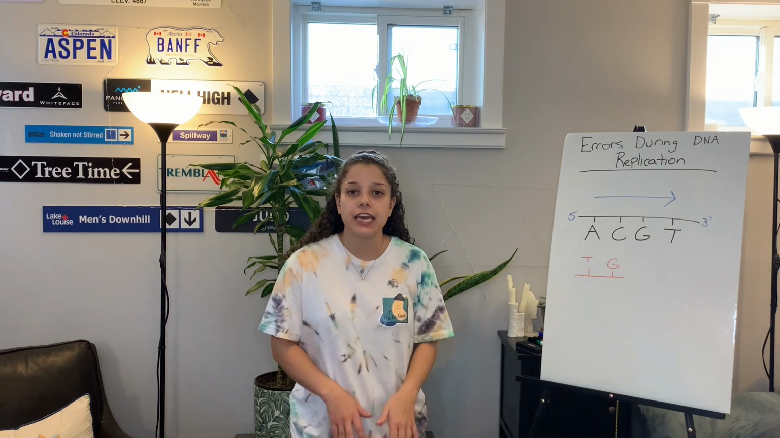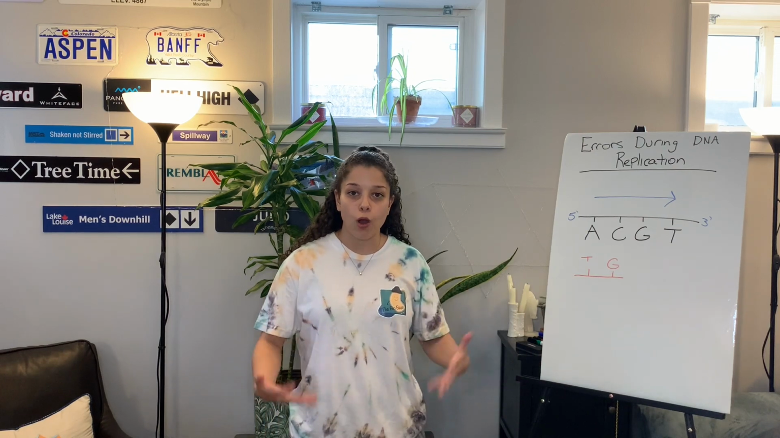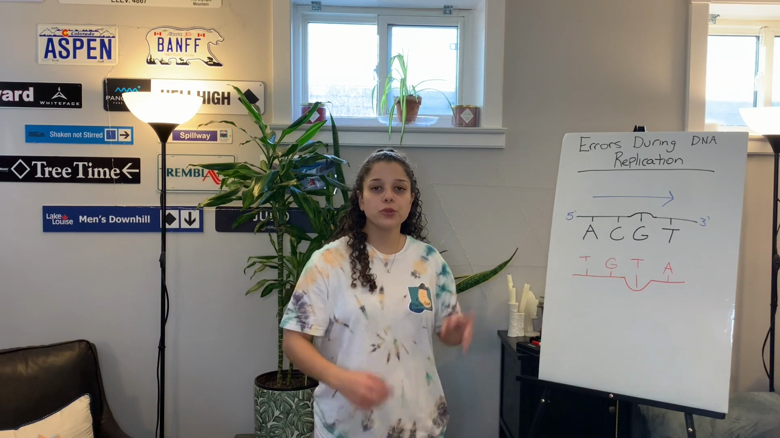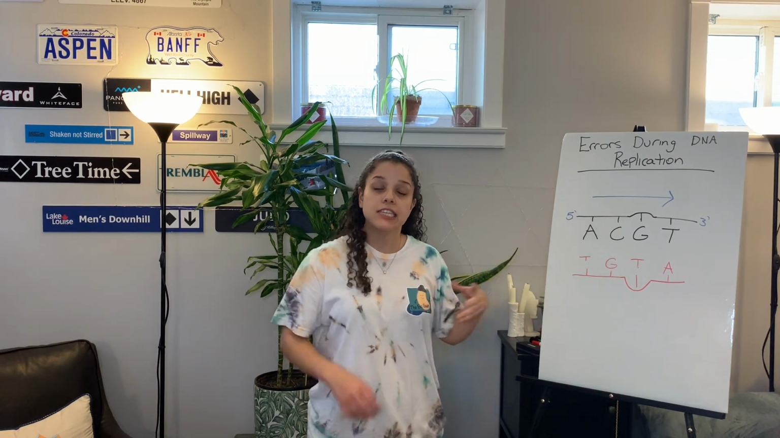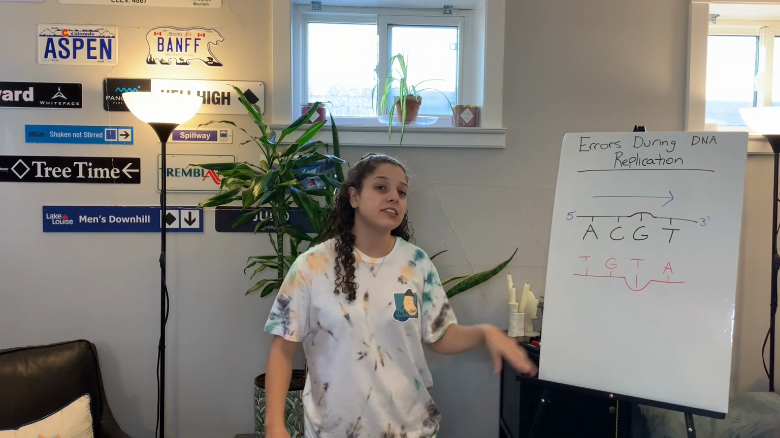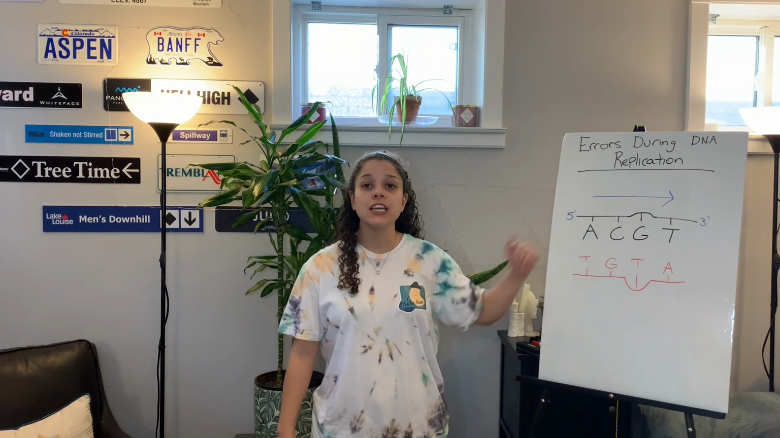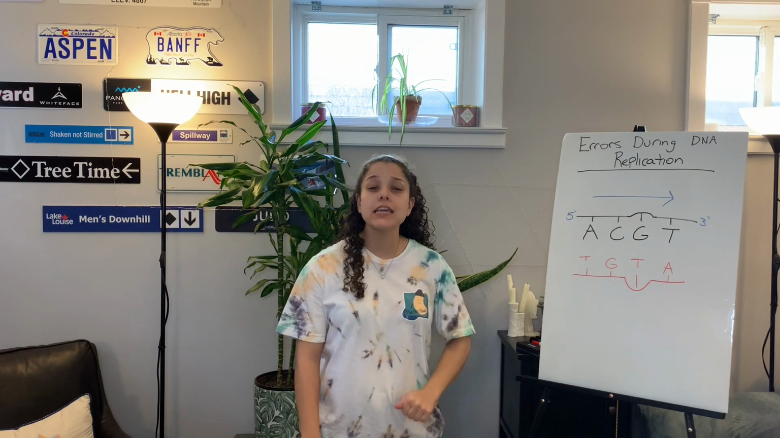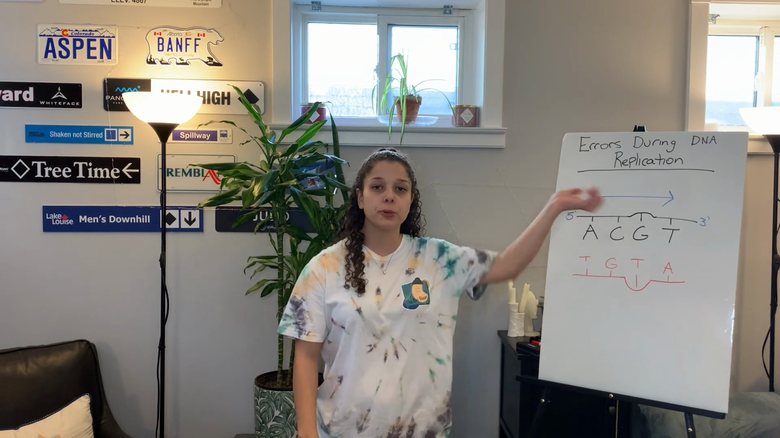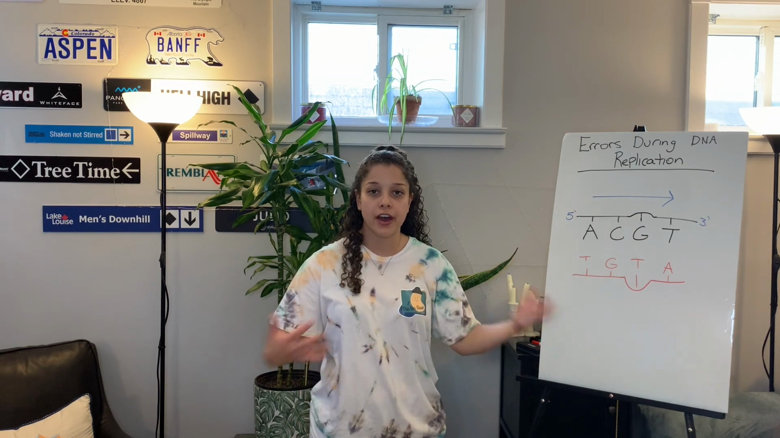So what happens if the polymerase adds the wrong base? Looking at our template and newly synthesized strand, we can see that DNA polymerase put the wrong base down. Here there is a G, and that means there should have been a C on the new strand. However, polymerase made a mistake and put a thymine.